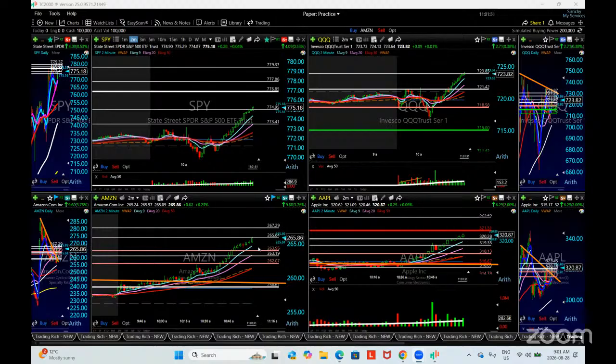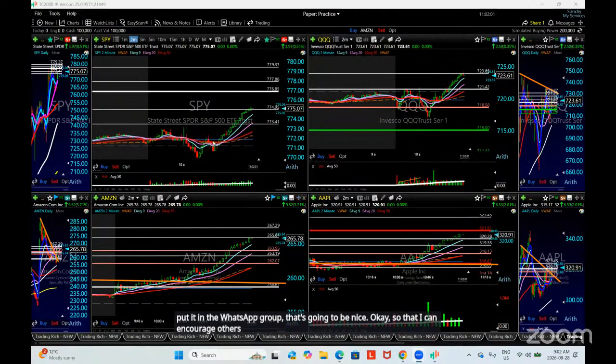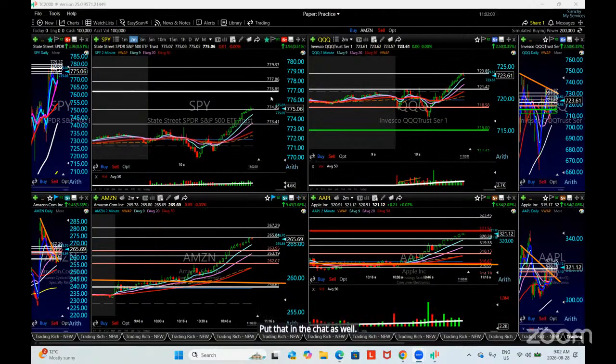So if you guys can also take a screenshot of your profits and put it in the WhatsApp group, that's going to be nice, okay? So that you can encourage others. Not here, but in the WhatsApp group. Yeah. So here Apple is still moving.